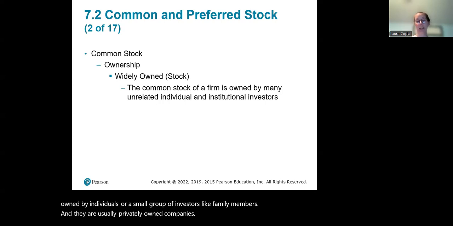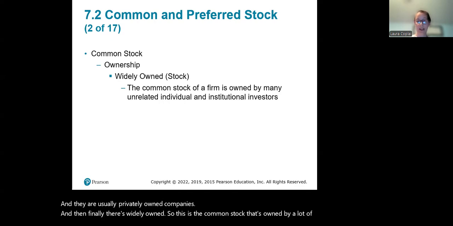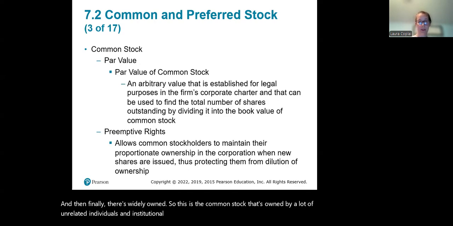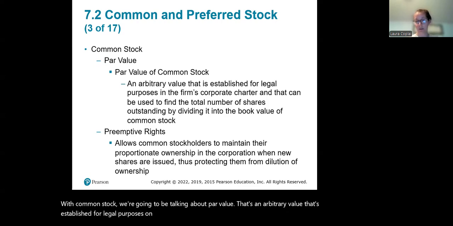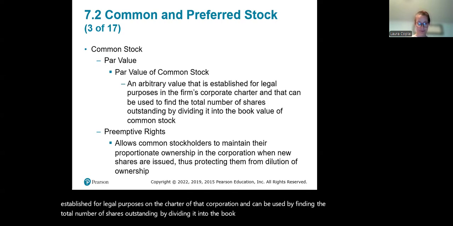And then finally, there's widely owned. So this is the common stock that's owned by a lot of unrelated individuals and institutional investors. For common stock, we're going to be talking about par value. That's an arbitrary value that's established for legal purposes on the charter of that corporation, and can be used by finding the total number of shares outstanding by dividing it into the book value of common stock.